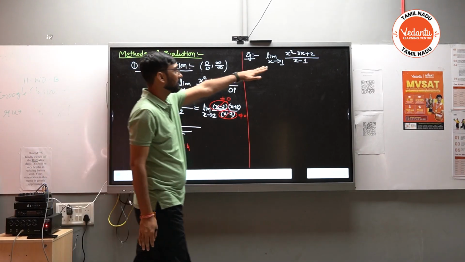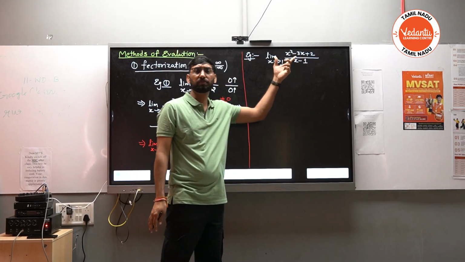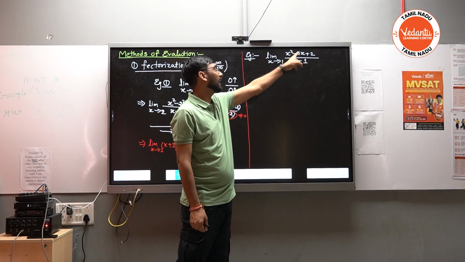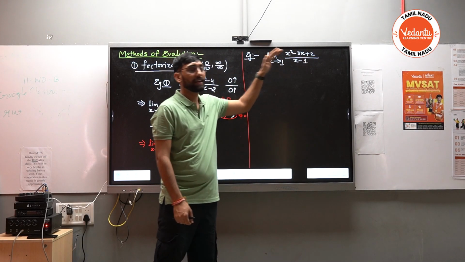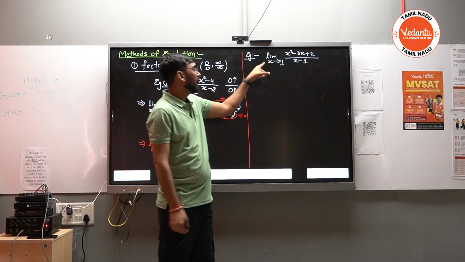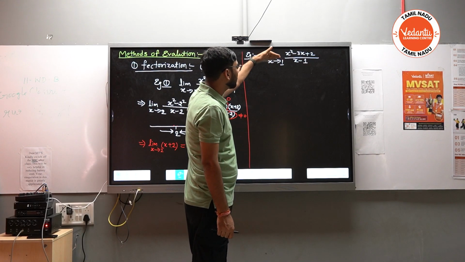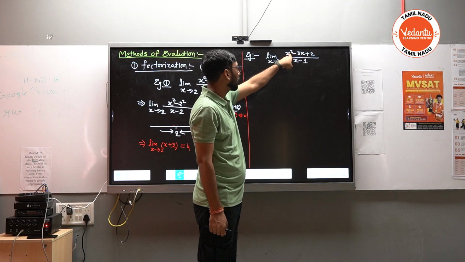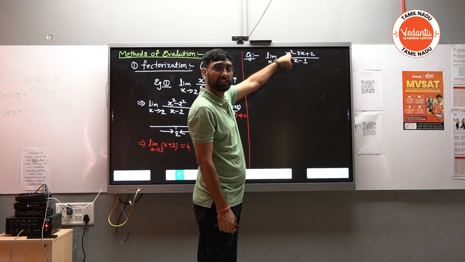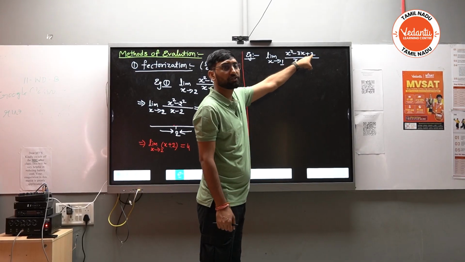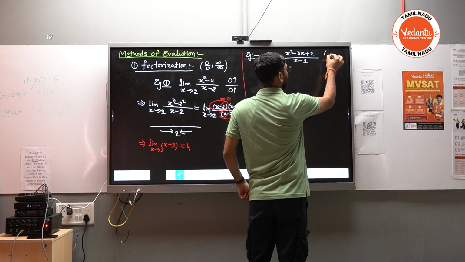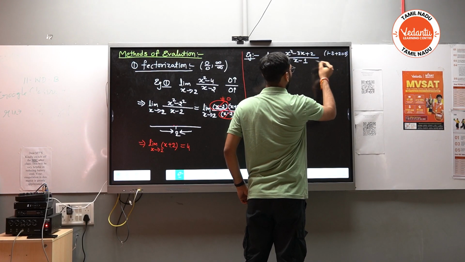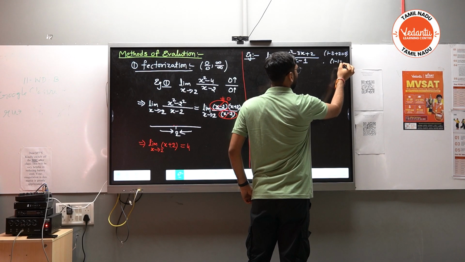Now see another example. This is also a simple example where x is approaching 1 and we have x square minus 3x plus 2 upon x minus 1. Again, the same type of thing. As x approaches 1, where is the numerator going? x square becomes 1, so 1 minus 3 plus 2, which is 0. And the denominator is obviously 0, since 1 minus 1 is 0.